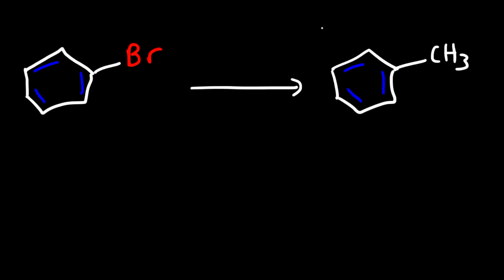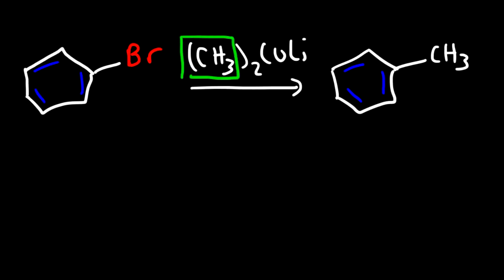One way in which we can do this is using the Gilman reagent, also known as the organocuprate reagent. And so we need dimethyl copper lithium. And what's going to happen is one of the R groups, in this case a methyl group, is simply going to replace the bromine atom. And so this is just one of those reactions that you need to know.